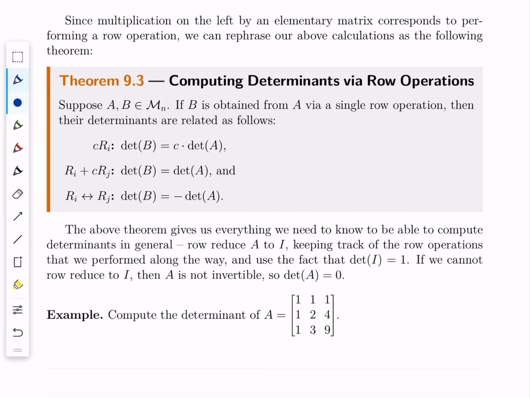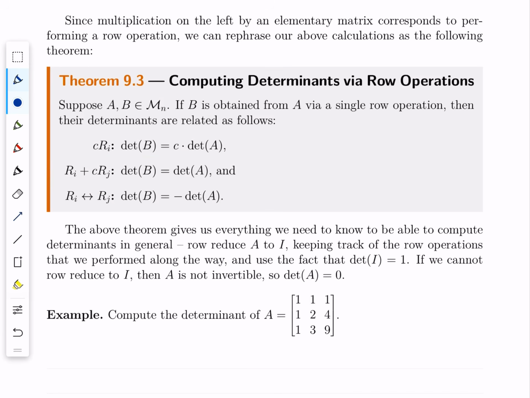What it says is if you're starting off with matrix A and you want to know its determinant, you row reduce it to matrix B, and depending on which row operation you did, the determinant is going to change a different amount as you go from A to B. If you did a multiplication row operation, the determinant is just multiplied by whatever the scalar in that multiplication row operation is.